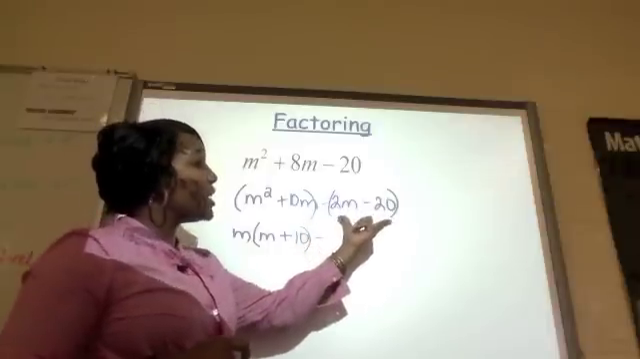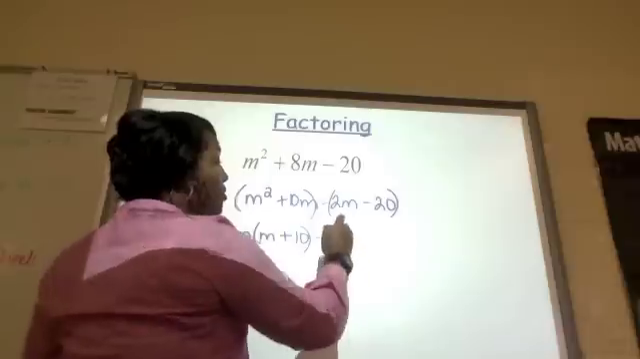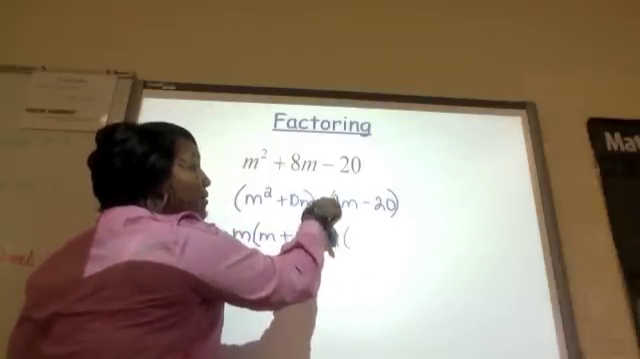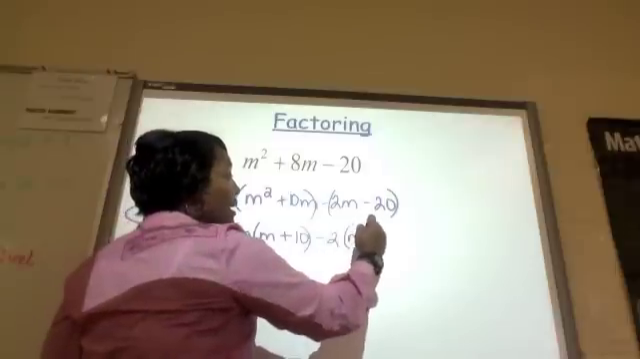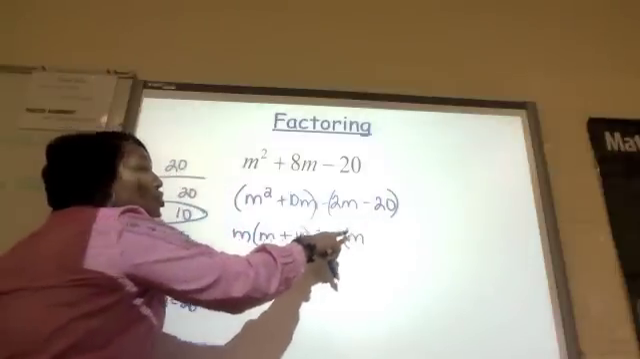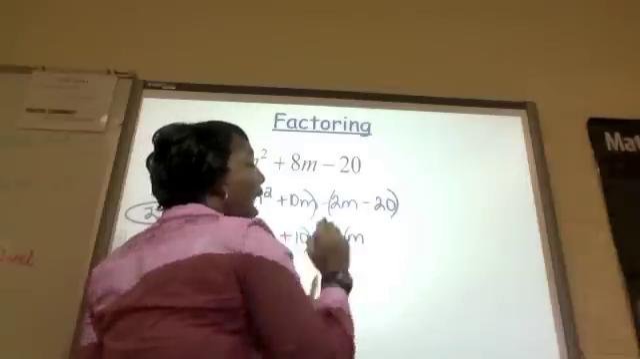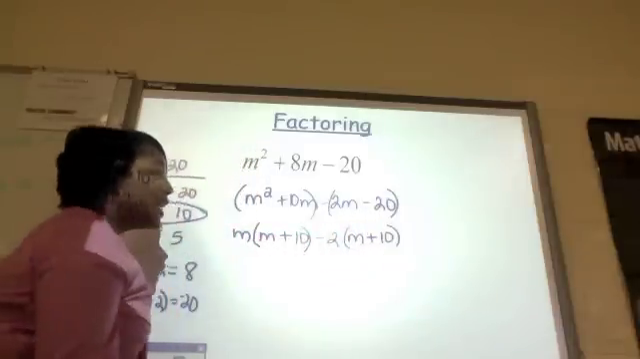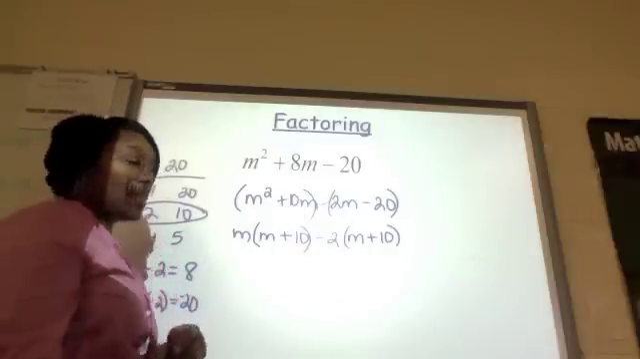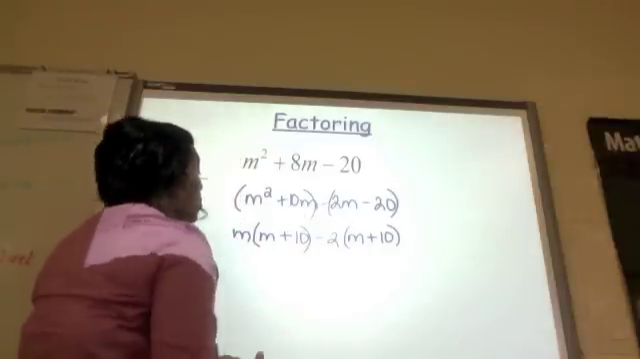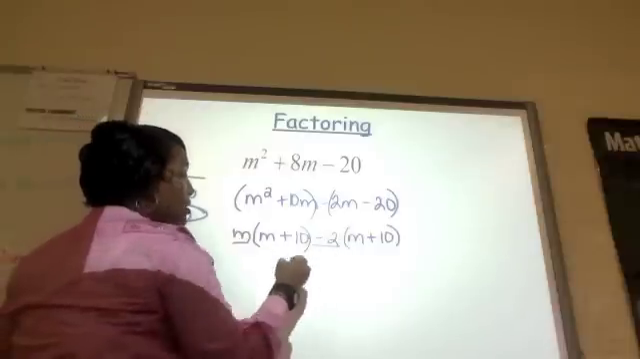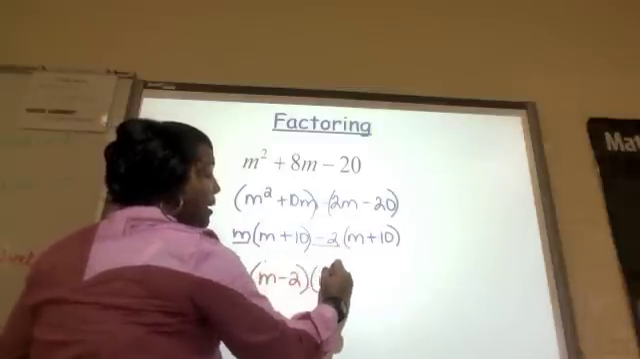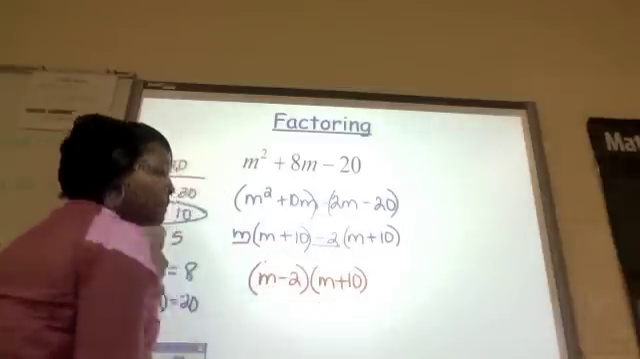Okay? Factor this second set of parentheses. I can factor a 2. What can I do to negative 2 to get negative 2m? Multiply by m. What can I do to negative 2 to get a negative 20? I can multiply it by positive 10. Again, check system. Okay? And my final answer is m minus 2 times m plus 10.